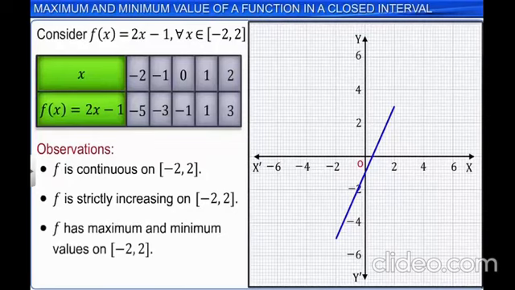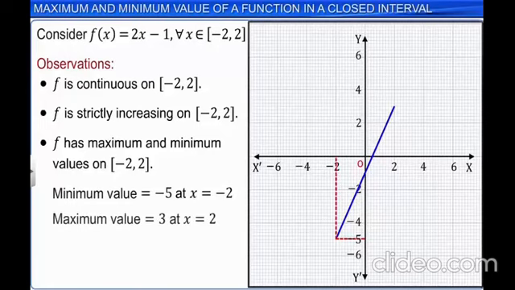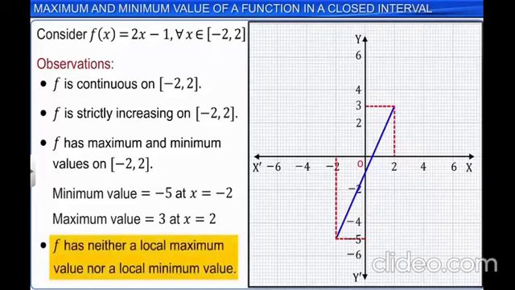The minimum value of the function f is -5, and it is attained at x = -2. And the maximum value of f is 3, which is attained at x = 2. However, function f still doesn't have local maximum and minimum values, as there are still no turning points in the curve.